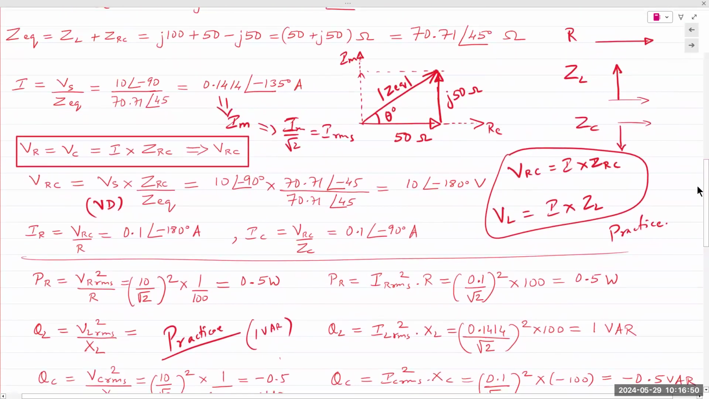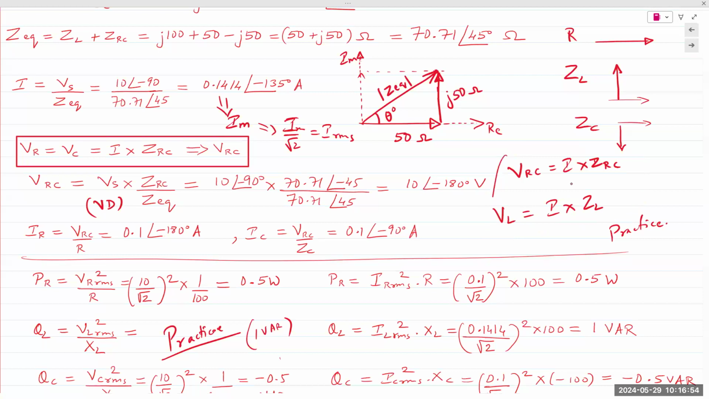Okay, so I would say take your VRC and VL and practice and see if you can obtain the same answers that I have. I obtained it using voltage division. You can try obtaining it using Ohm's law, I times ZRC. It's a simple calculation. You should be able to do it at this point. 10 with an angle of minus 180, that is the voltage across the resistor and the capacitor.